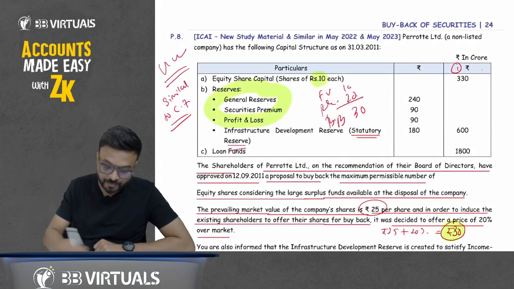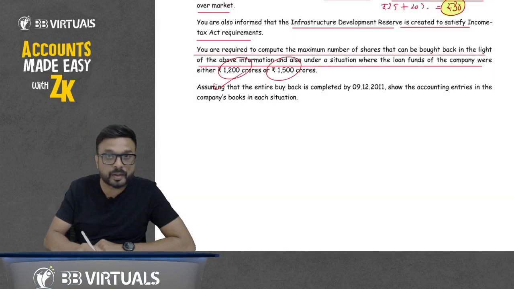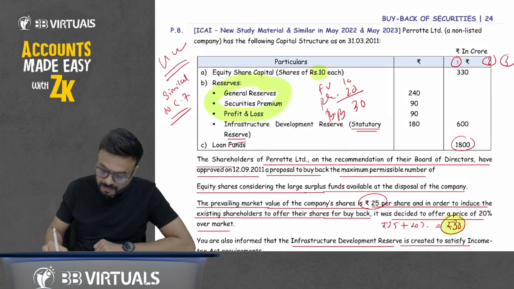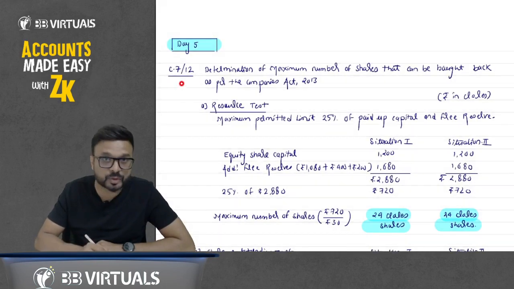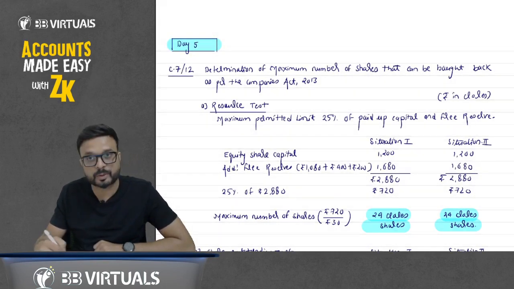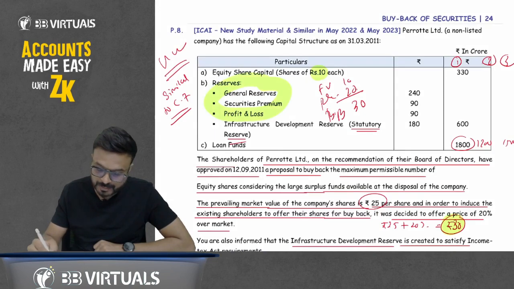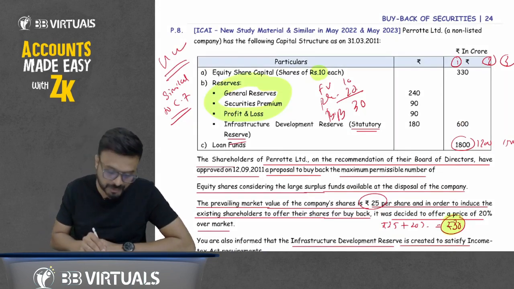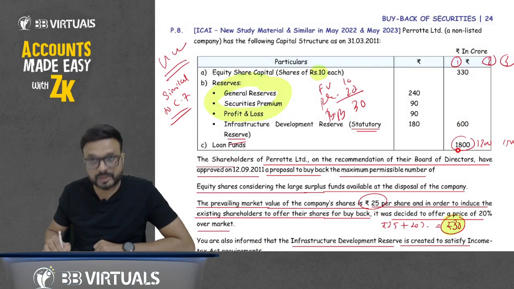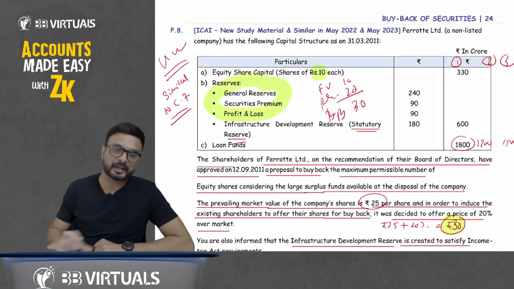This situation 1, situation 2 and situation 3. So here this loan fund is 1800 and they are saying here 1200 and 1500. Situation 2, 1200 and 1500. So you have to solve in the same fashion that we have solved question number 7. But here there are two situations, situation 1 and situation 2. Here there are three situations, situation 1, 2 and 3. So all figures are same except in case of loan fund: in situation 1 1800, in situation 2 1200, in situation 3 1500. It is a very important question.